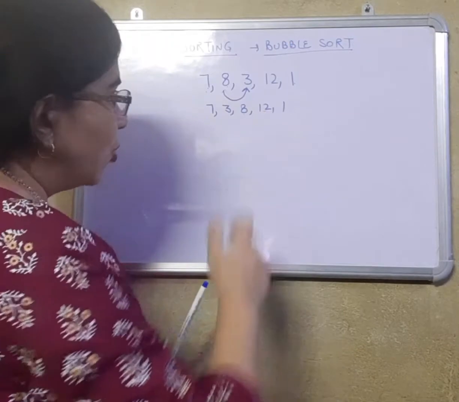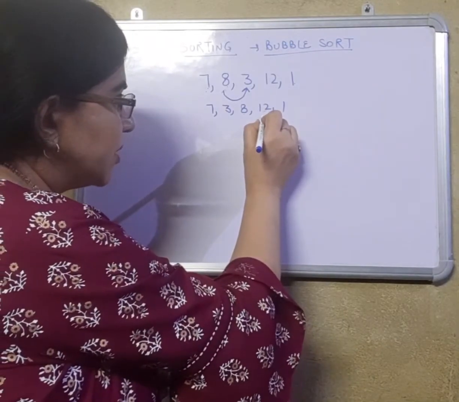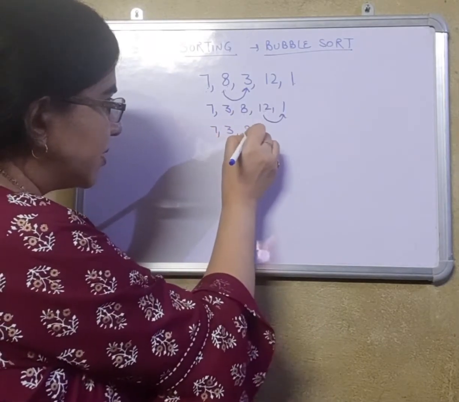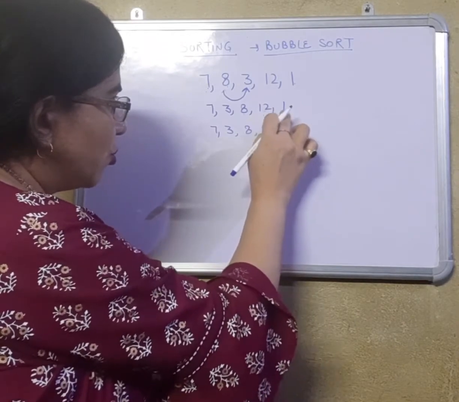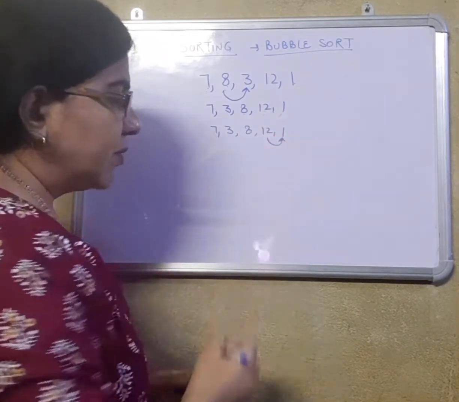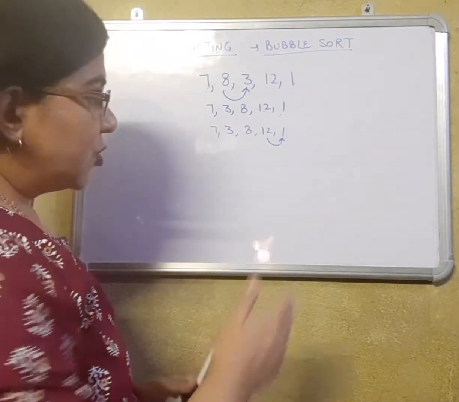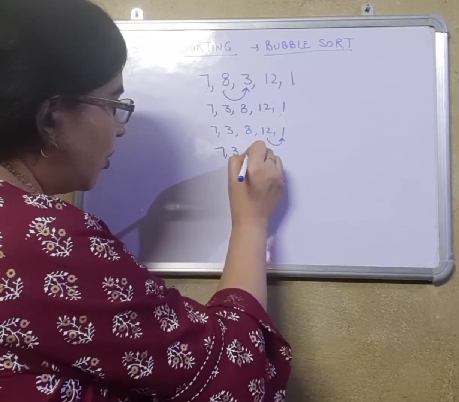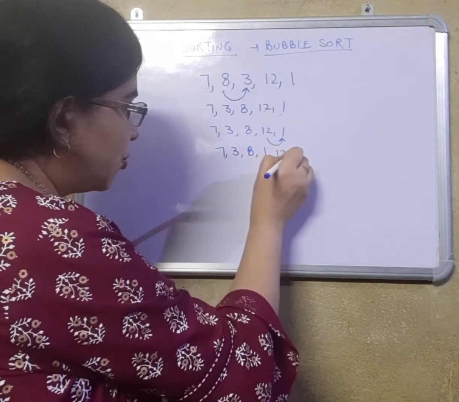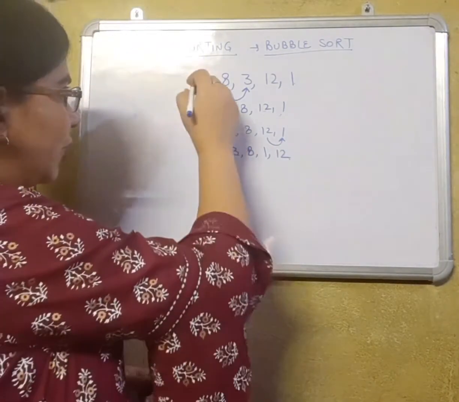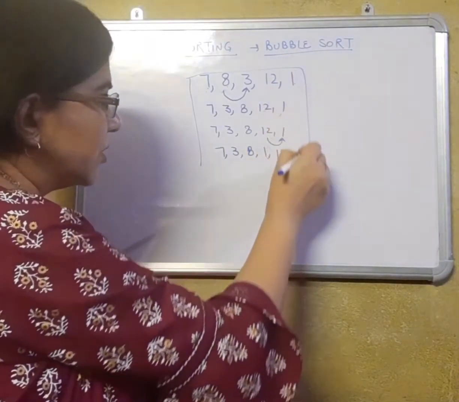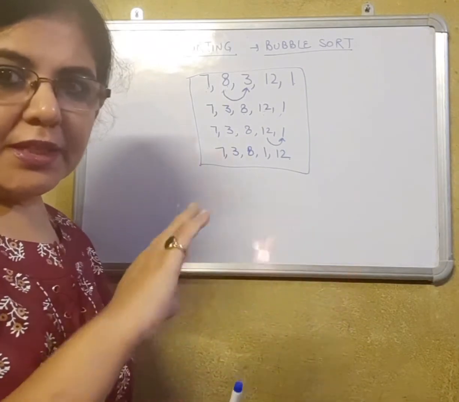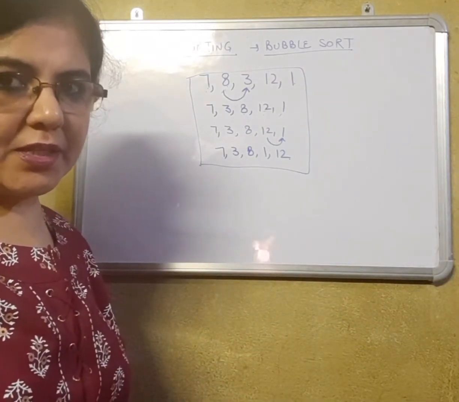Now 12 will be compared with 1. Is 12 greater than 1? Yes. Both of them should exchange. So it should be like 7, 3, 8, 1, 12. But while doing this entire process, we only came to know that the bigger number 12 has moved backwards. Nothing else has been done to arrange the array in ascending order.